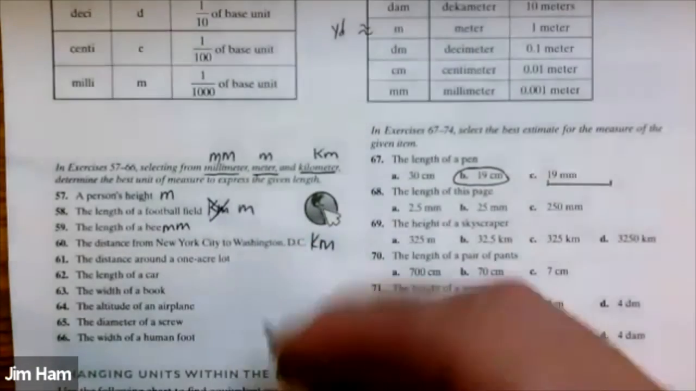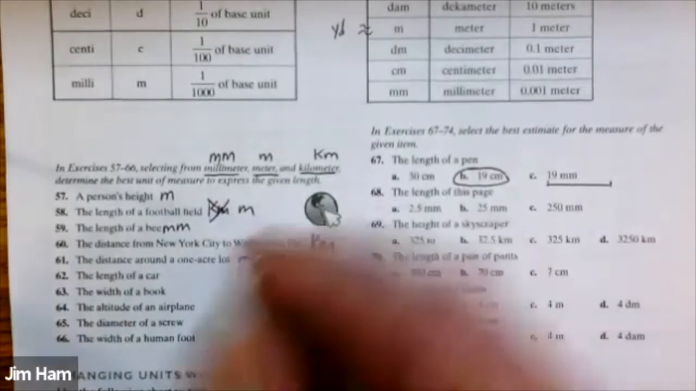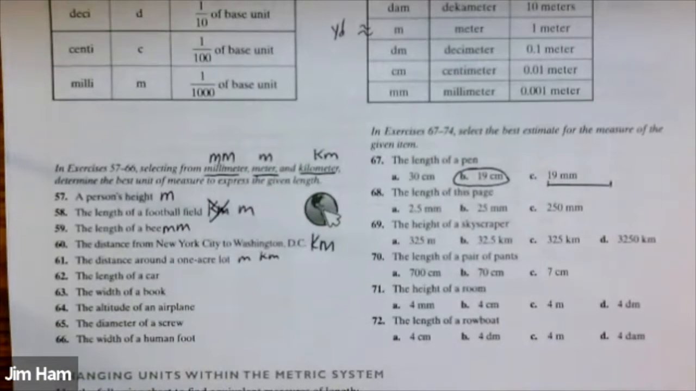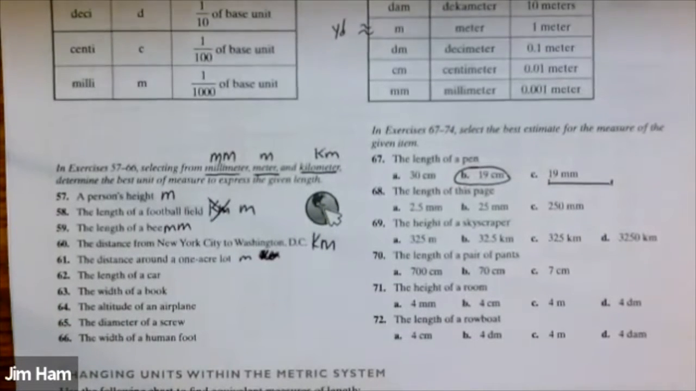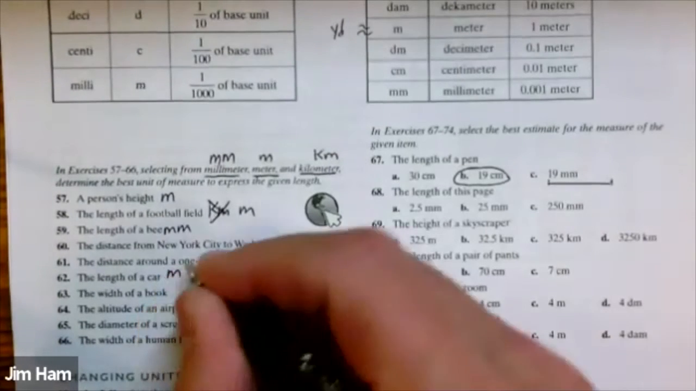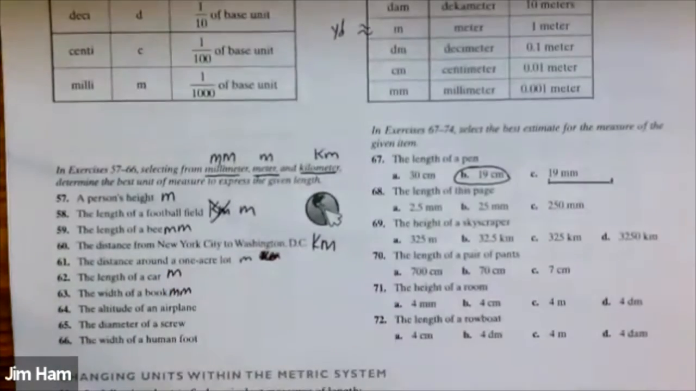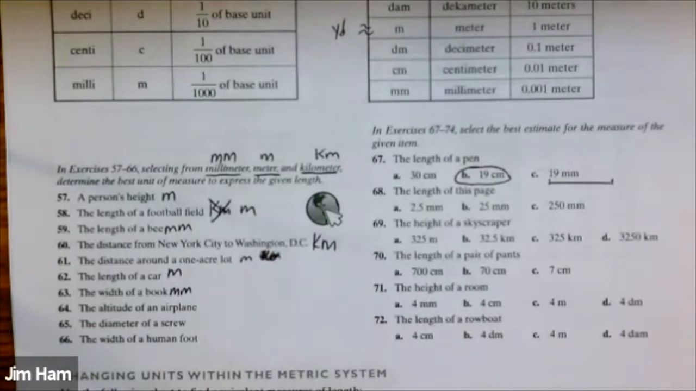Distance around an acre lot. Well, I'm going probably meters or kilometers, 1 acre lot, meters. Maybe a home out in the country, the lots might be an acre big. And so if you walked around it, you could probably walk around an acre and you'd only have a fraction of a kilometer. Length of a car in meters, width of a book. Books are relatively small, so it would be a fraction of a meter or millimeters.